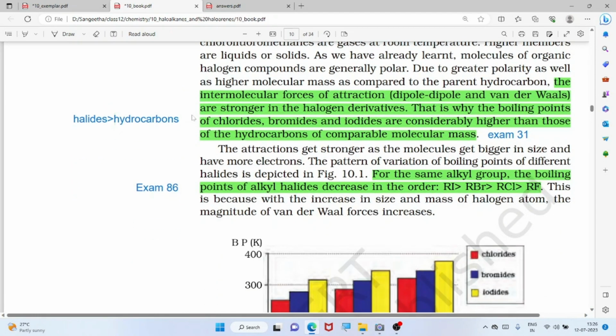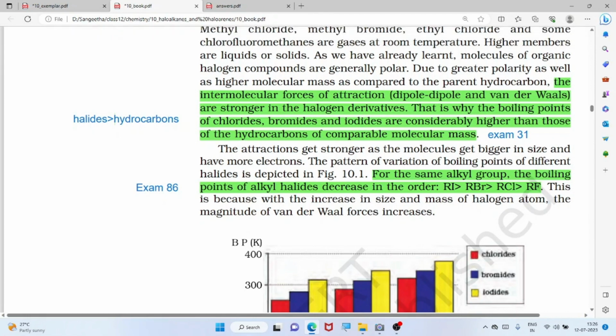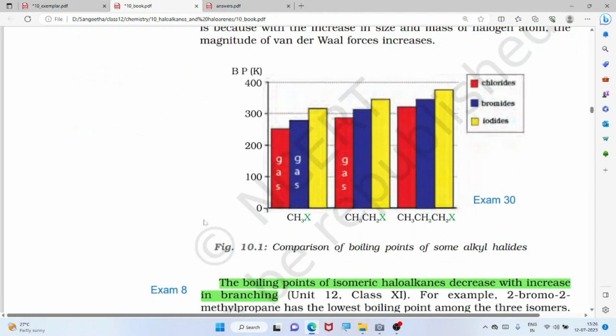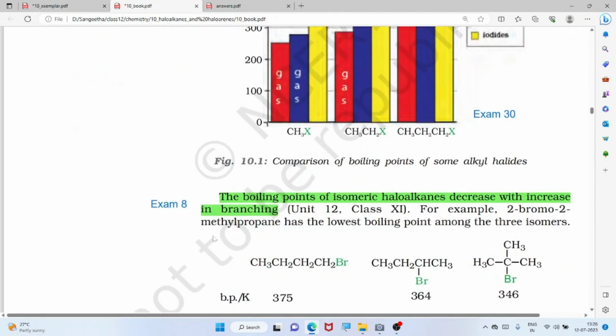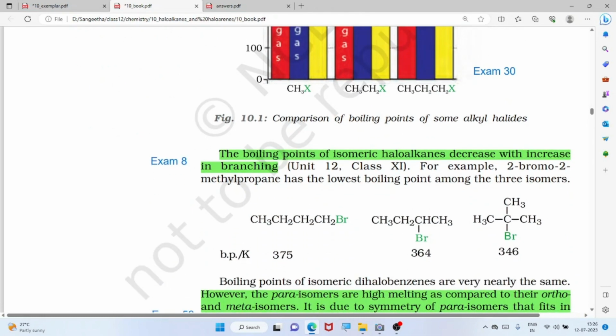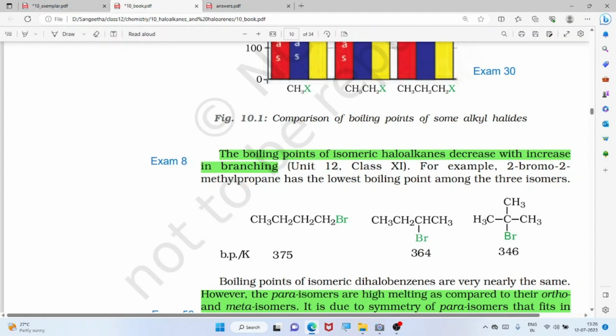Boiling point. The boiling point of the isomers decreases with the increase in branching. More branching means the boiling point will decrease.